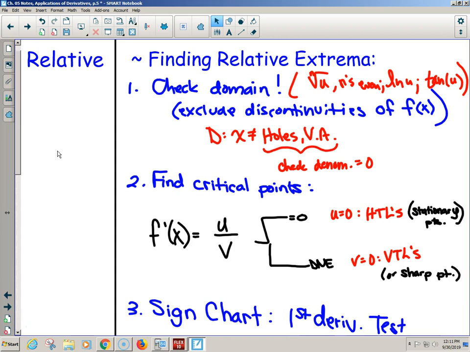You see our pitchfork? Remember, not just critical numbers, but before that we have to think domain. Okay, let me scroll down.